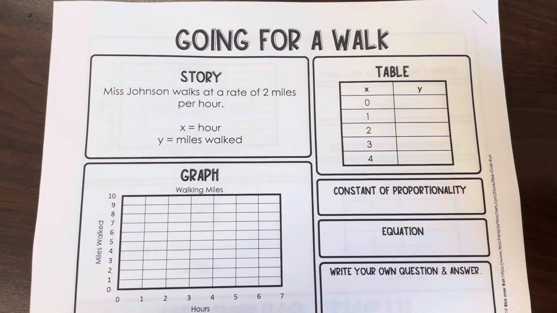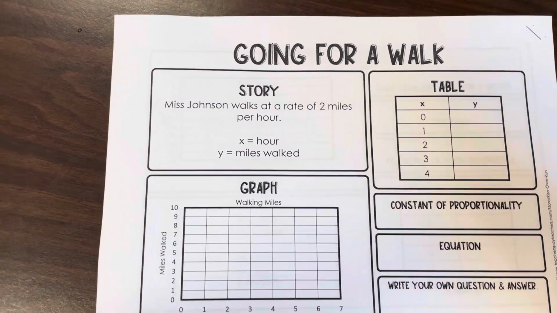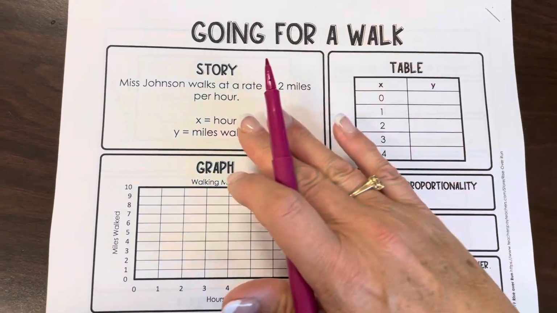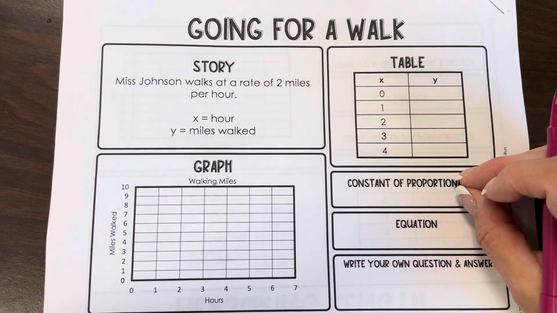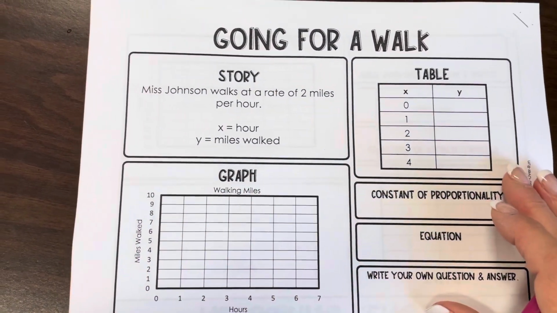I'm going to talk you through the first page of this, and then you're going to work on the rest of it together, probably in pairs. Going for a walk. So these are story problems. It's not really a story, but it has a scenario. We're going to work on the table, the constant of proportionality, the equation, and then we'll talk about these other two boxes. They're a little different.